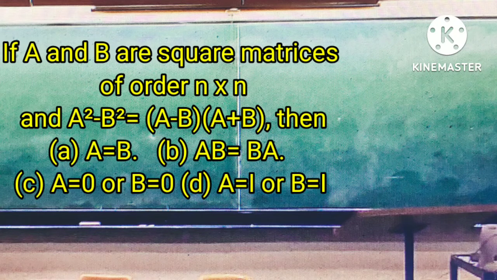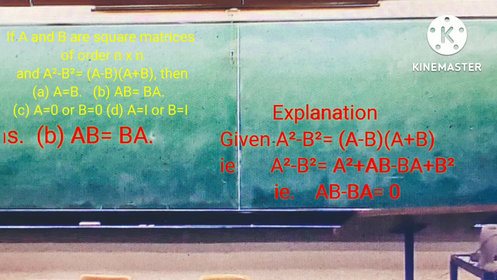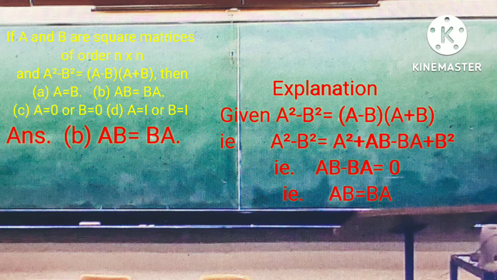Then solve this one and you can get the answer. If A and B are square matrices of order n cross n, A square minus B square is equal to (A minus B) into (A plus B), then A is equal to B, AB is equal to BA, and two other conditions are given. You have to write the correct answer. The options are A is equal to 0, B is equal to 0, A is equal to I, B is equal to I, the unit matrix. Correct answer is B, AB is equal to BA. Because A square minus B square is equal to (A minus B) into (A plus B), which gives A square plus AB minus BA minus B square, and AB minus BA is equal to 0. Therefore, AB is equal to BA.